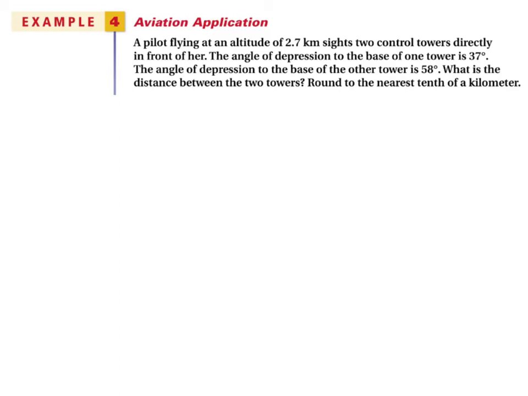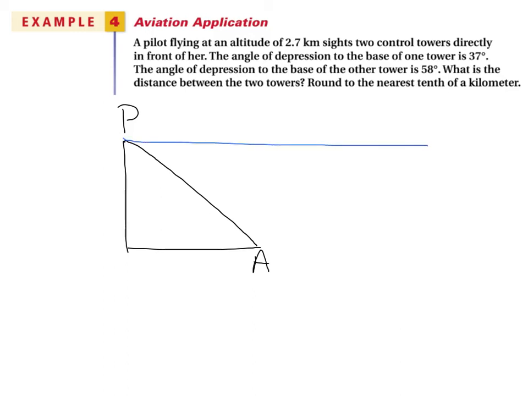So if I draw this situation, we have a pilot. The pilot to the base of tower, let's say A. Now we always have to remember that horizontal line. We have tower A and we have tower B. So we have 2 triangles that are formed. Now in this case we have 2 angle measures for the angles of depression. Well, this one is going to have to be 37 degrees because it's smaller, and this one is going to be 58 degrees. So what I need to find is the distance between the towers. The distance between the towers is x.